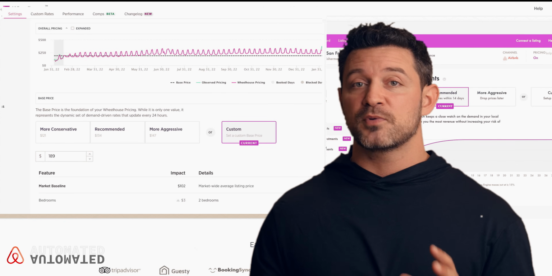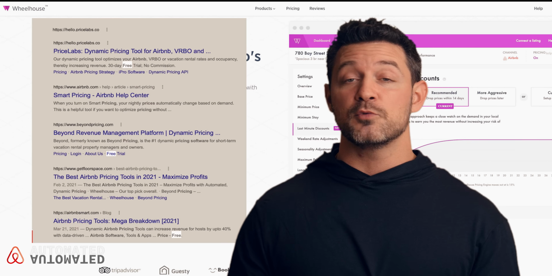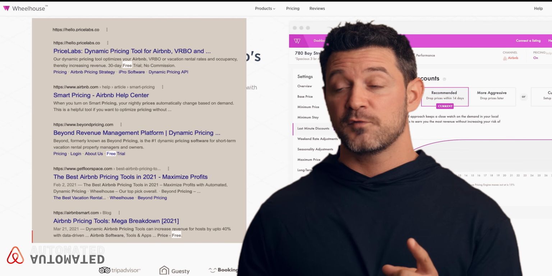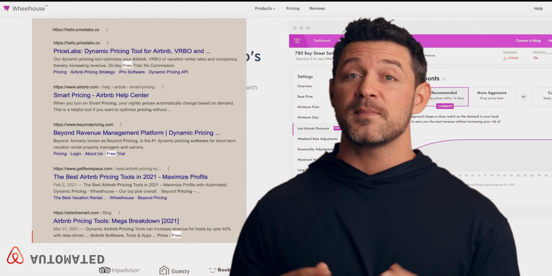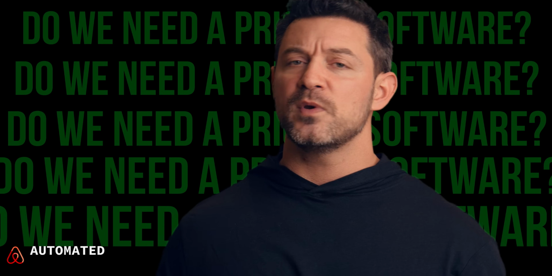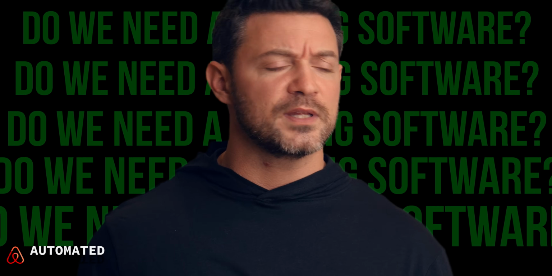Almost every single pricing software that's out there will let you plug into them for free and look at their data and their insights for free. But if you want it to be automated, it'll cost you money. Now, this is the part where we have to ask ourselves, well, do we really need to pay for it? Is it really worth the squeeze?